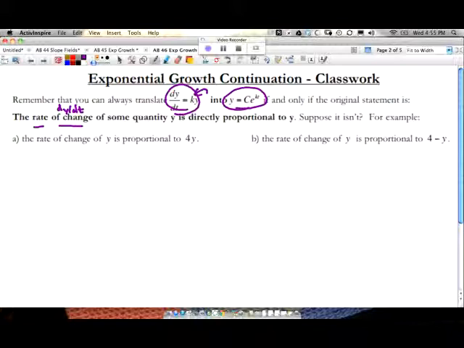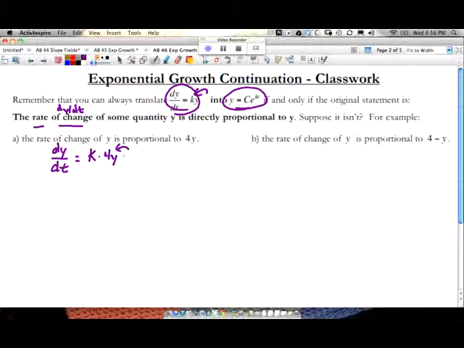But let's say the rate of change of y, so dy/dt, is directly proportional to 4y, or is proportional to 4y. So that would tell me that the rate of change is k times 4y. That's what we're looking at. So this really doesn't change a whole lot except there's a constant 4 in here. So how would that affect it? Okay, well, let's work our way through it.